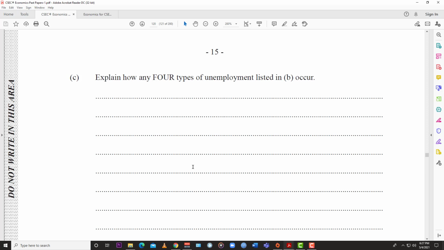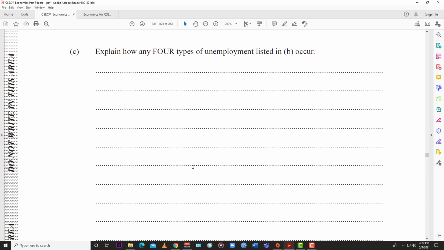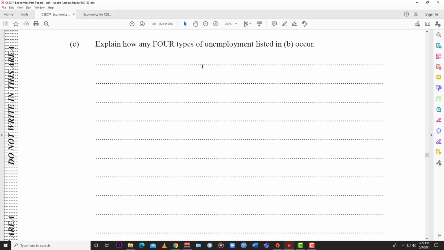Now things get a little more interesting. Number 5C. Explain how any 4 types of unemployment listed in B occur. So here's a tip. If you read this before, then only put the ones that you can understand, that you can explain. Don't go writing down some that you don't know, and then when time comes for part 2, you don't know what to write.